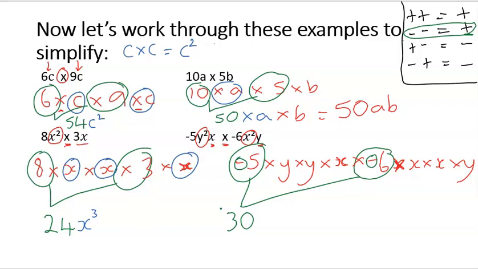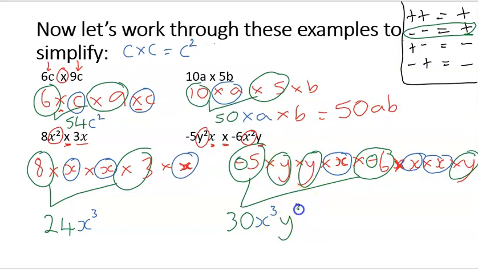Okay, so algebraic expressions, write them in alphabetical order where possible. So I'm going to look at the x's next. We've got 1, 2, 3. So we've got x being multiplied by itself 3 times. So that would be x to the power of 3. And y is also being multiplied by itself 3 times. So that would be y to the power of 3.